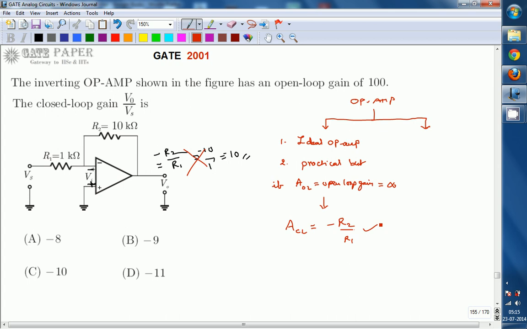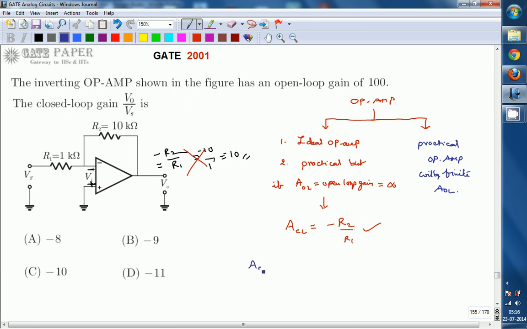In those two cases you can use the closed loop gain equation as minus R2 by R1, but here it has given an open loop gain of 100. So this is a practical op amp with finite open loop gain. So at this point, what happens if the open loop gain is infinite? What happens if the open loop gain is not infinite? That we will see.